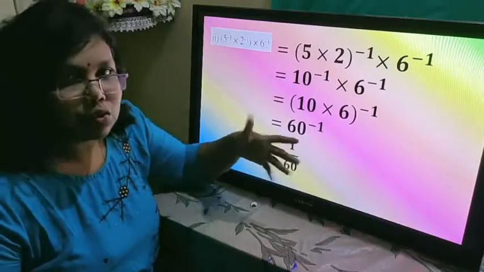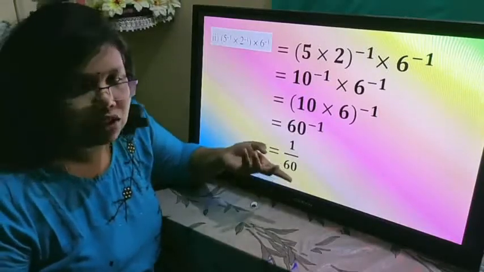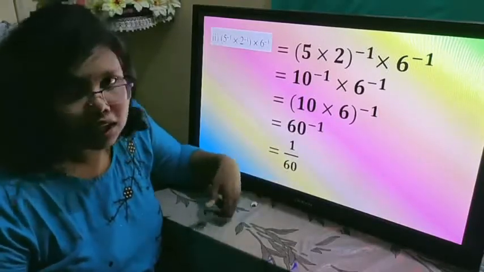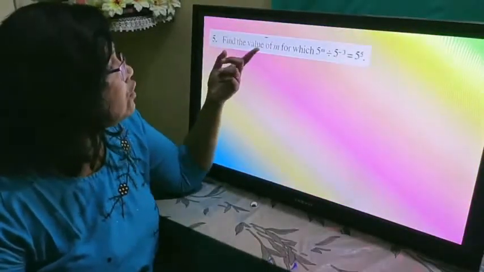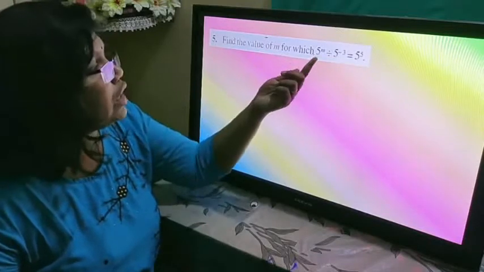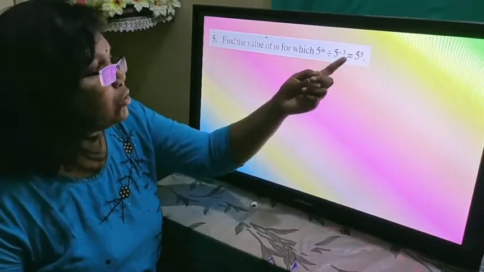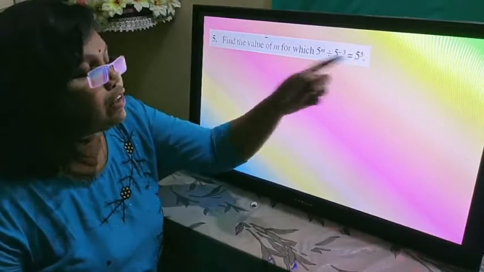Raised to 1 minus 1, that means it is 16 itself. So you don't have to write raised to 1 in your answer. Now next, find the value of m for which 5 raised to m divided by 5 raised to minus 3 equals 5 raised to 5.